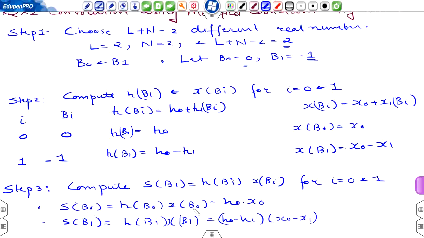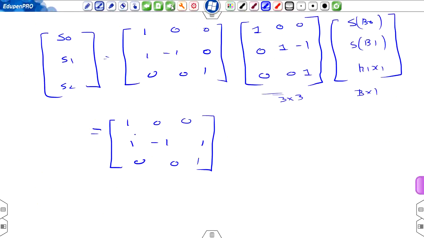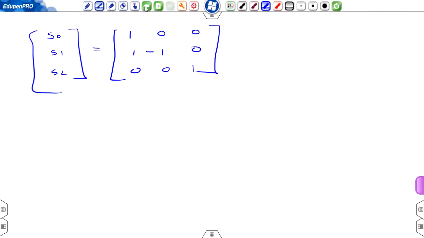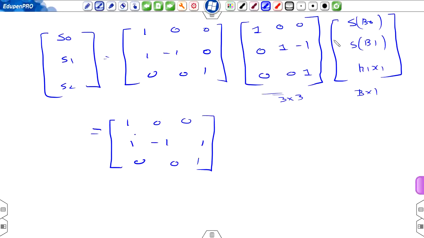So s of beta 0 is h0 x0, s of beta 1 is h0 minus h1 into x0 minus x1. So we can replace the values of s of beta i with their calculated values. So h of x0 x0 is equal to s of beta 0, and s of beta 1 is equal to h0 minus h1 into x0 minus x1, and h1 x1 as it is.